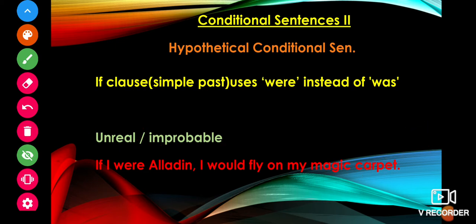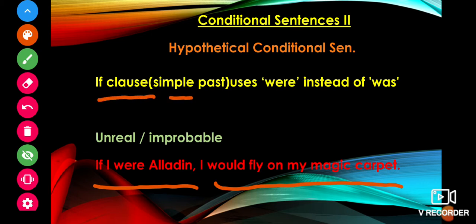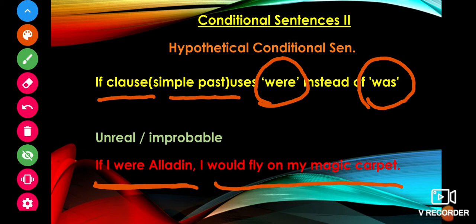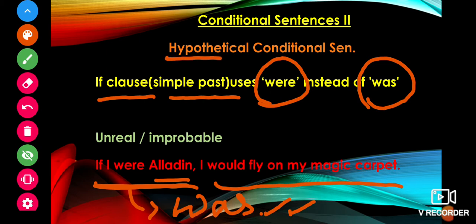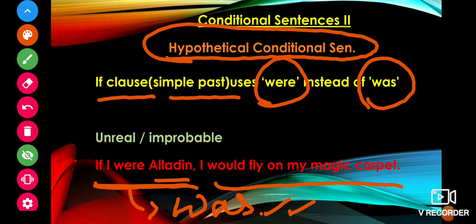Okay, let us look at the example. If I were Aladdin, I would fly on my magic carpet. Now here we can see that the if clause is in simple past. If I were Aladdin. And here were is used instead of was. Now we know that Aladdin is singular. So here in case of were, we suppose that was should be used, but remember this is a conditional sentence and this is a hypothetical conditional sentence at that.